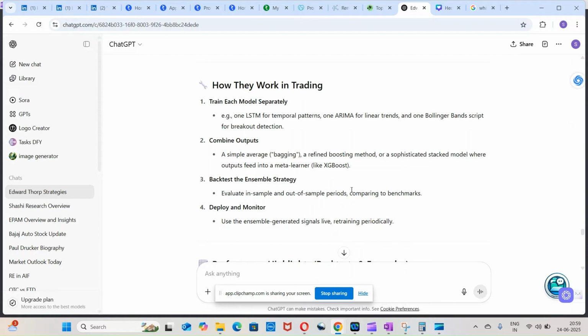So how they work in trading: you basically train each model separately. One LSTM for temporal patterns, one ARIMA for linear trends, one Bollinger Band script for breakout detection. Like that, you train each model separately. Then you combine the outputs: a simple average, bagging, a refined boosting, and a sophisticated stacked model where outputs feed into a meta learner. So what is this bagging, boosting?